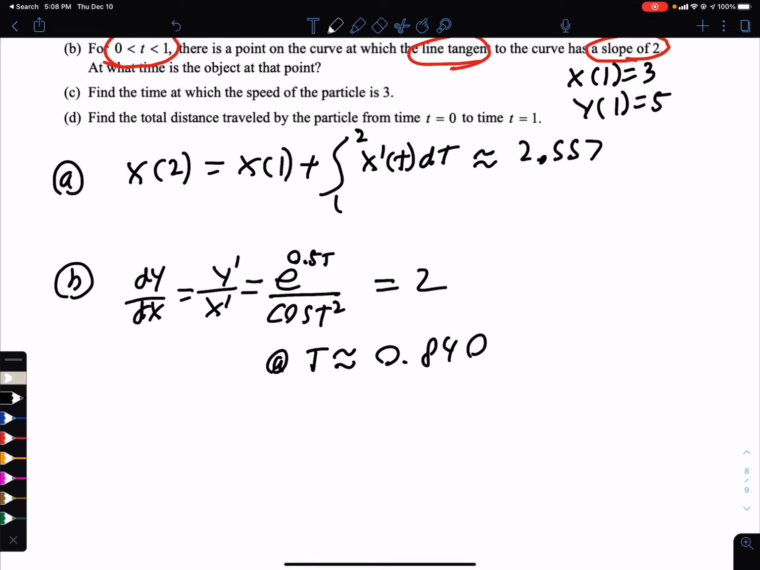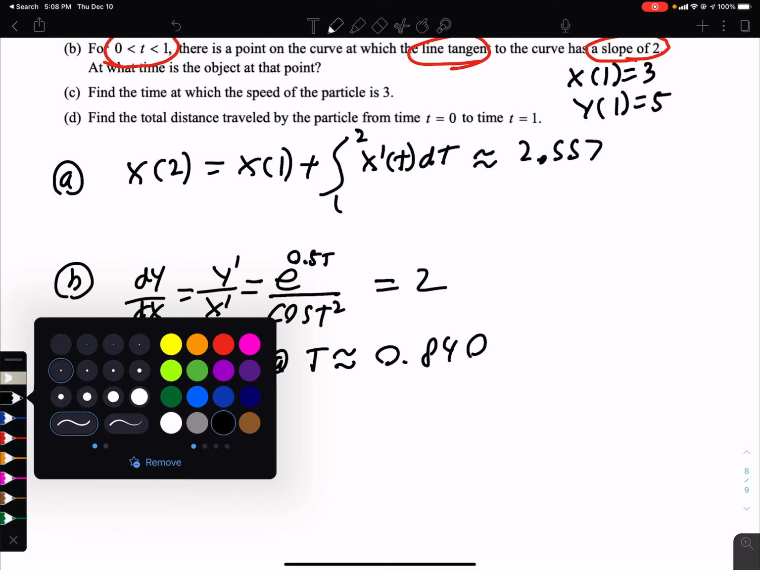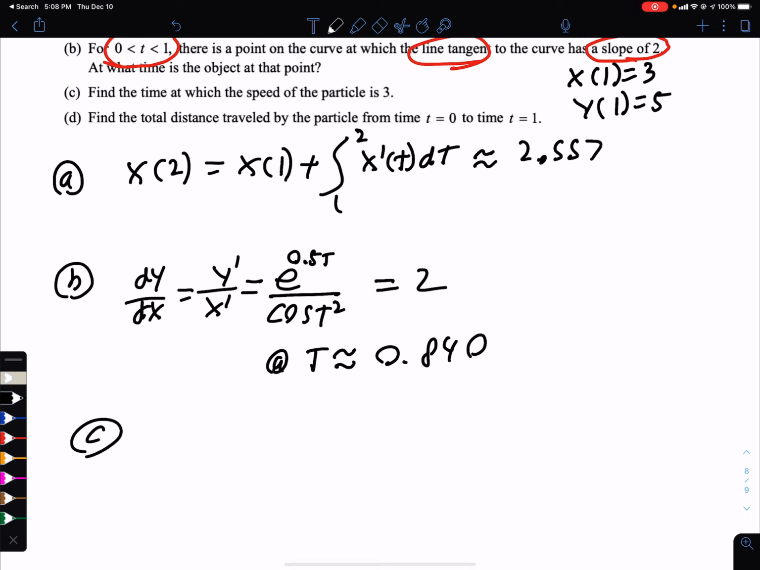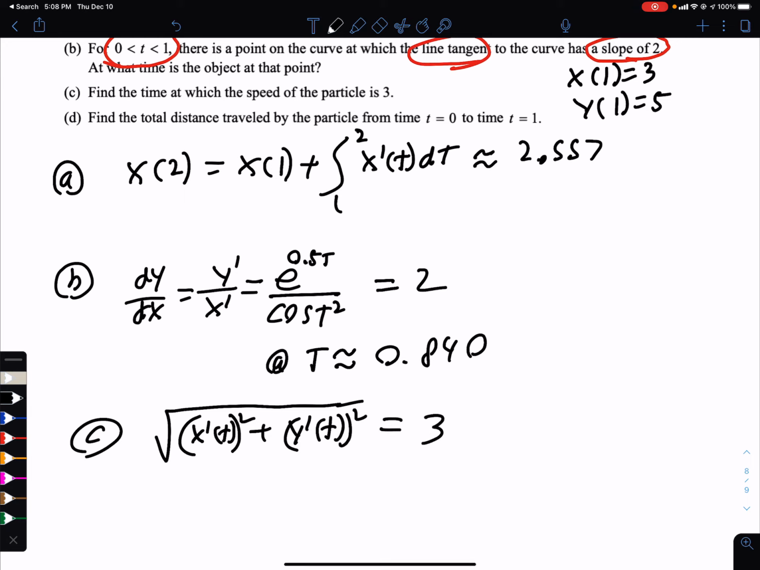Part C, find the time at which the speed of the particle is 3. Speed. Part C, what is speed? We just learned that. You're adding two vectors, you use Pythagorean theorem on the vectors. Speed will be the square root of x prime of t squared plus y prime of t squared. And they're asking, when will that be 3?